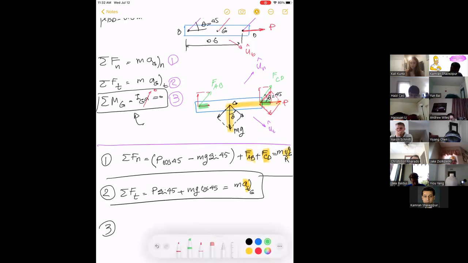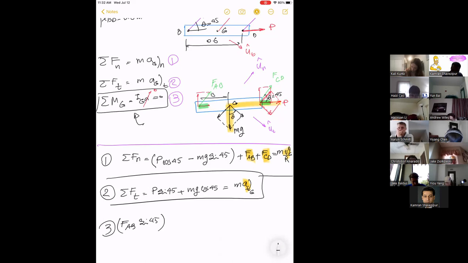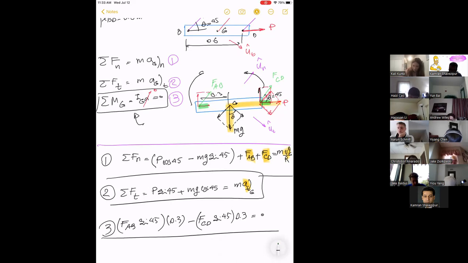So if that's the case, for equation three, you're going to get F_AB, the vertical component is going to be sine 45 times the distance from here. This is like 0.3 times 0.3. It creates a moment this way, and this component creates moment the opposite way. So minus F_CD sine 45 times 0.3, and this should be zero. Equation number three. We still have four unknowns, so we need one more.